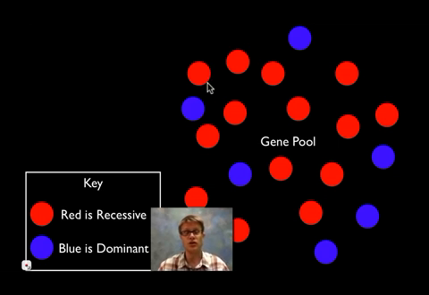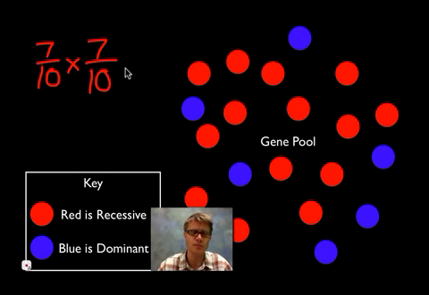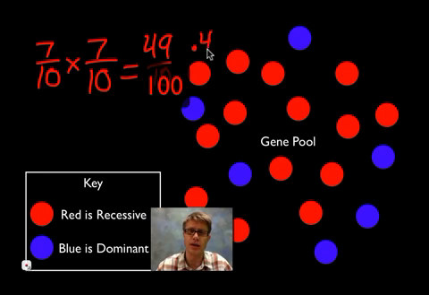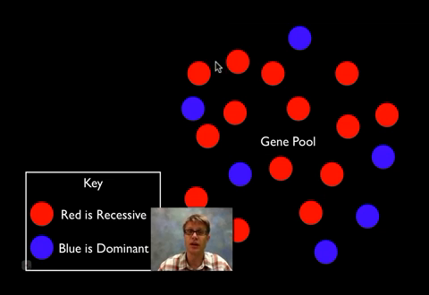So what are the odds if I were to just randomly grab one of these genes out of the gene pool, what is the odds that that is going to be recessive? In other words, what are the odds that it's going to be red? Well, the odds would be 7 out of 10. What are the odds if I pull 2 of them out that they're going to be red? Well, knowing anything about the law of multiplication, that's going to be 7 out of 10 times 7 out of 10. And so that's going to be 49 out of 100, or 0.49. So grabbing 2 of the reds, it's going to be 0.49. Let's do that again with the blues.